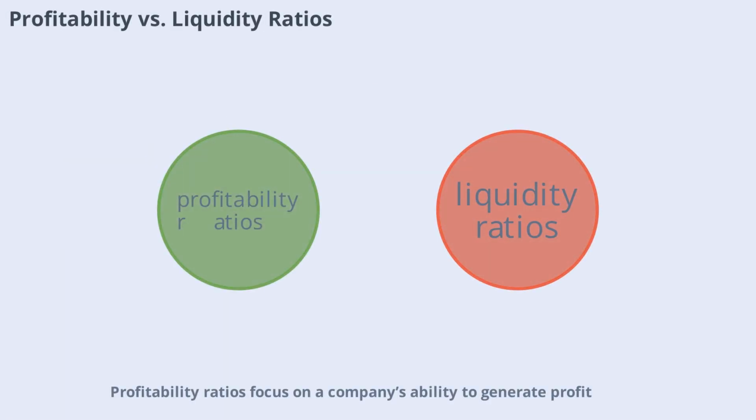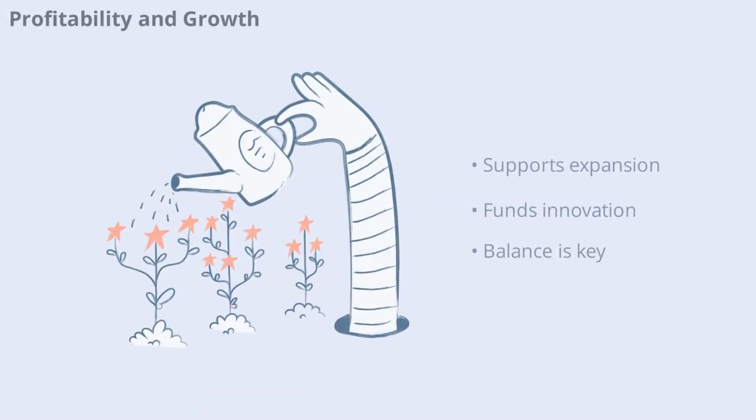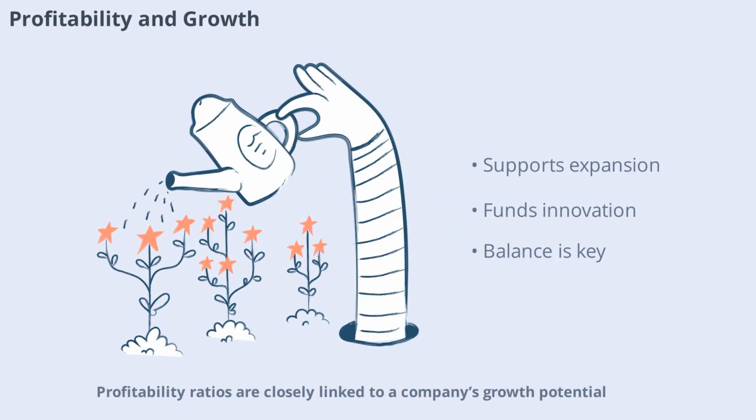Profitability ratios focus on a company's ability to generate profit, while liquidity ratios measure its ability to meet short-term obligations. Both are important, but they serve different purposes. A company can be profitable but still face liquidity issues, so it's essential to analyze both types of ratios for a full financial picture.